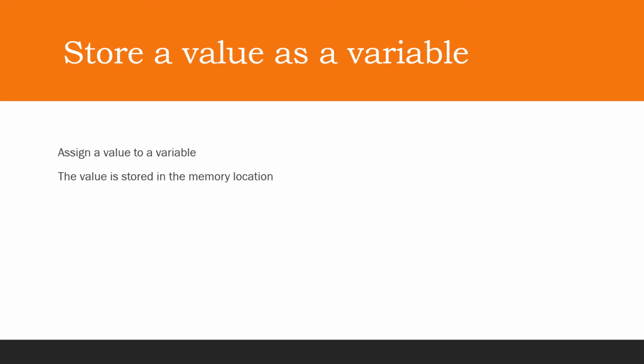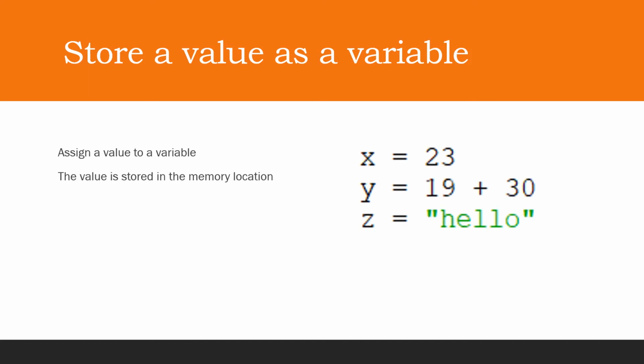When you assign a value to a variable, the value is stored in a memory location in the electronic memory of the computer. Here are three examples. I've created three variables called x, y, and z. The first one storing an integer, the second the result of a numeric expression, and the third a string of 5 letters. In quote marks, that tells the computer that it needs to be stored as a string.